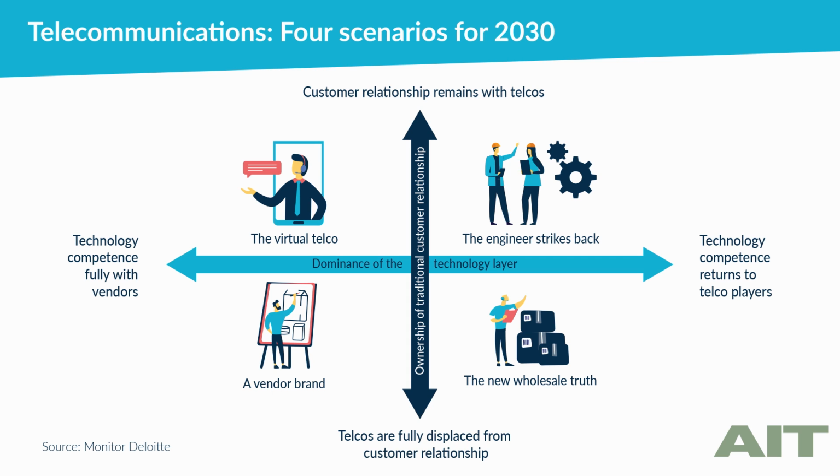very different outcomes. So for customer relationship, at the top, it's got customer relationship remains good with telecommunication companies. Then at the bottom, it's actually the opposite of that. For technology competence, you've got full technology competence on the left-hand side, and on the right-hand side, you've got technology competence returns to the players within the telecommunications industry. So entirely different, right? You have to have two extremes within these variables. And that gives you then four different possible outcomes. Each one of them is plausible, possible, but very different from one another.